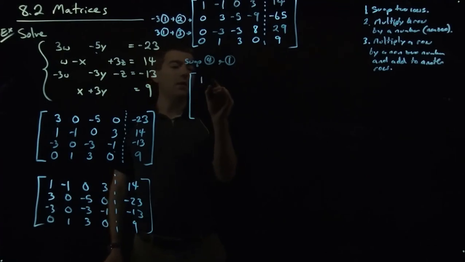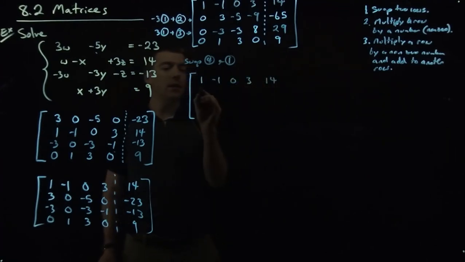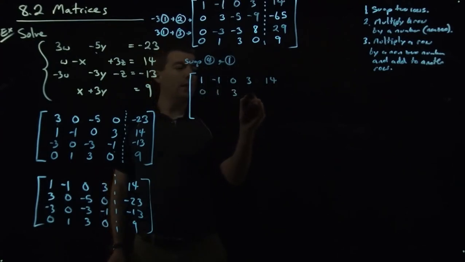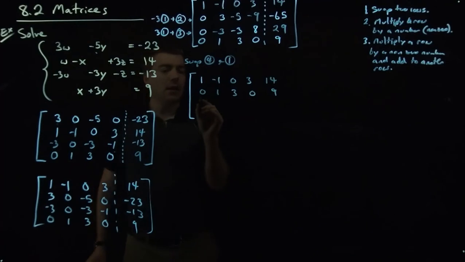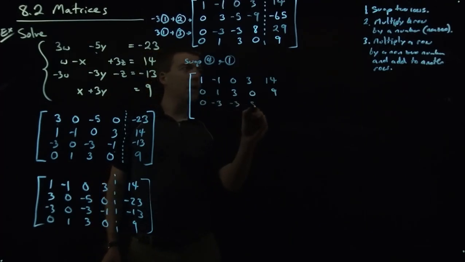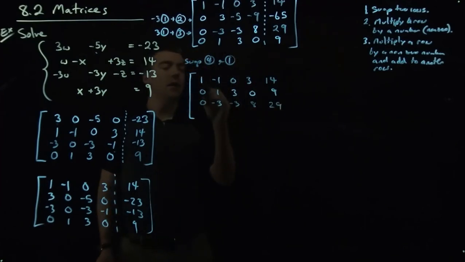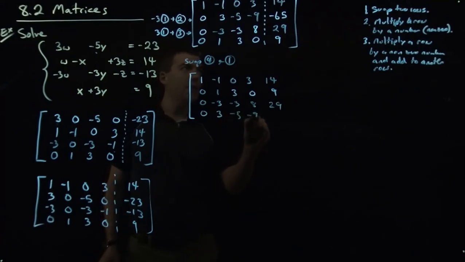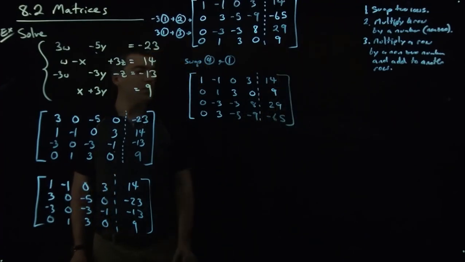So 1, -1, 0, 3, 14. We have 0, 1, 3, 0, 9. And then 0, -3, -3, 8, 29. And 0, 3, -5, -9, -65. Okay.